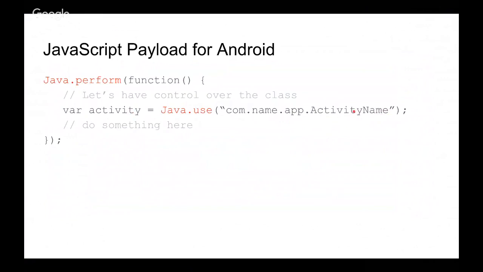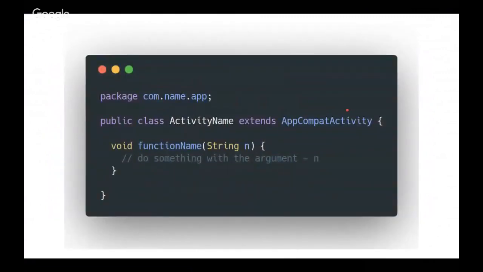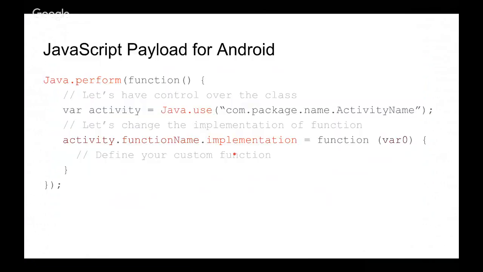Now, say for example, we want a function's name to be redefined. How do we do that? Say we have a function inside the app, inside the package name with the same class name, and the method name is function name, which takes a single argument, which is a string. How do we do that?